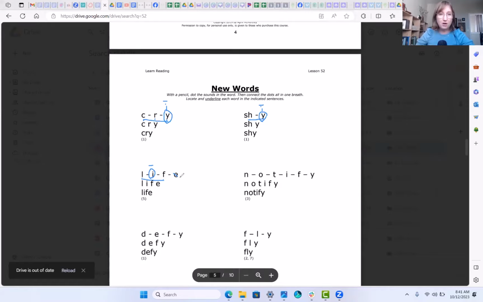E's at the end of longer words are usually silent. So we're not going to blend that sound because there is no sound. So the sounds are ooh, I, f, blended together, life. Beautiful. All right, I'll be quiet while you work on this one.